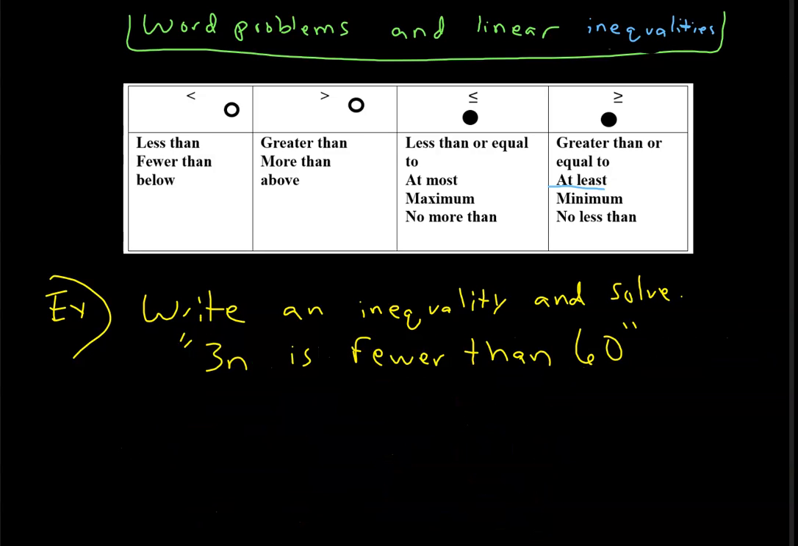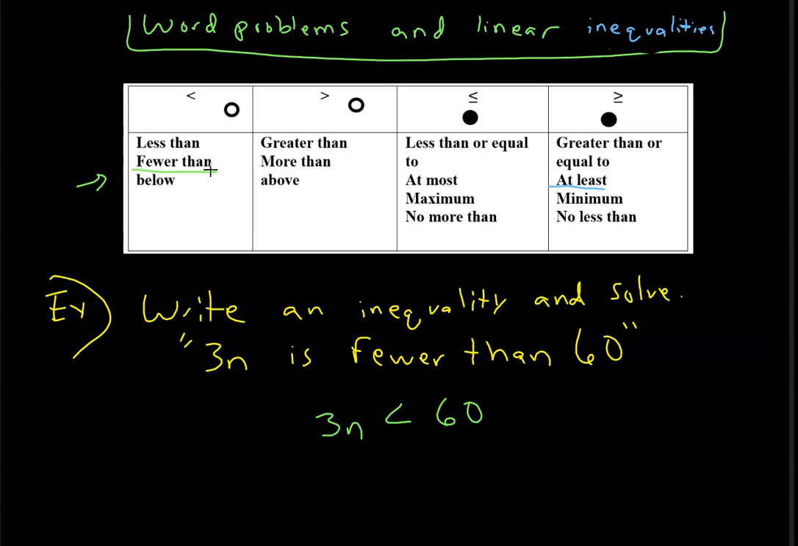All right, so this one says 3n is fewer than 60. Without even looking up here, let's think about what that means. 3n has to be fewer than 60. Fewer than means less than. So it can't actually be 60. It has to be less than 60. And if you look up, fewer than is definitely underneath just the less than symbol.